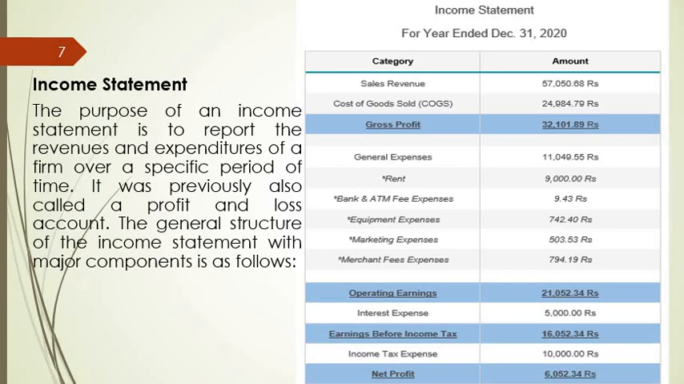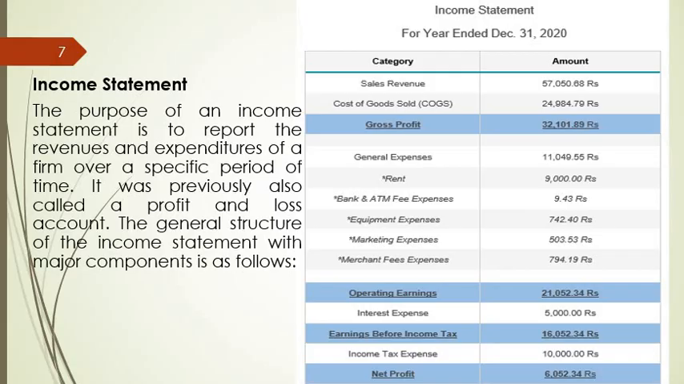The purpose of an income statement is to report the revenues and expenditure of the firm over a specific period of time. It was previously also called a profit and loss account. The general structure of the income statement with the major components is as follows. For example, we have a hypothetical income statement for the year ended December 2020. The opening head of the income statement is sales revenue, and then comes the cost of goods sold.